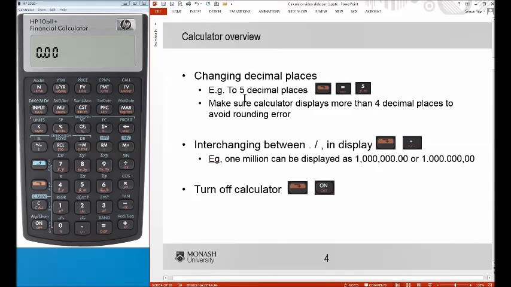So to change from 2 decimal points into, say, 5 decimal places, you will find the DISP orange function sitting below the equal button. So to get that, press Shift down, then equal, then number 5, because we are changing the decimal places into 5 decimal points.